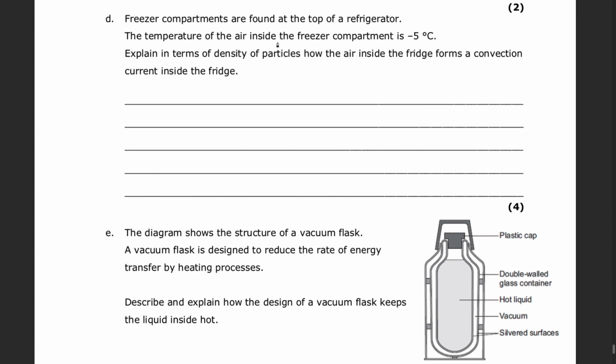Question D. Freezer compartments are found at the top of a refrigerator. The temperature of the air inside the freezer compartment is minus 5 degrees Celsius. Explain in terms of density of particles how the air inside the fridge forms a convection current inside the fridge.